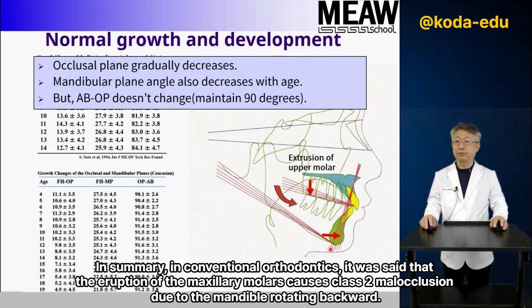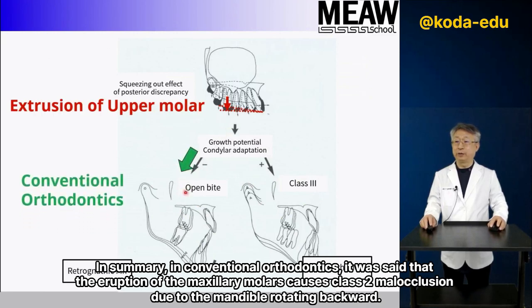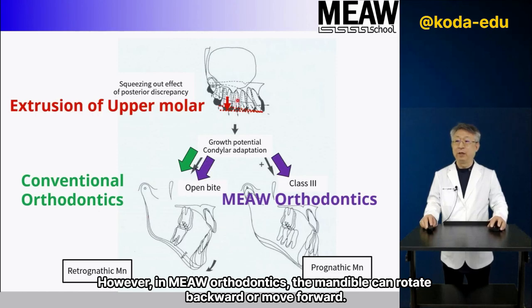In summary, in conventional orthodontics it was said that the eruption of the maxillary molars causes class 2 malocclusion due to the mandible rotating backward. However, in MEAW orthodontics, the mandible can rotate backward or move forward.